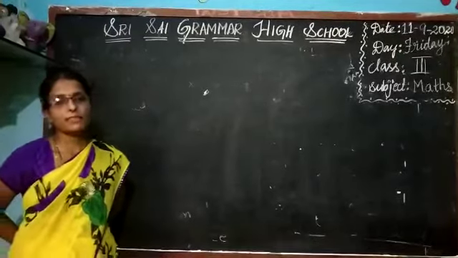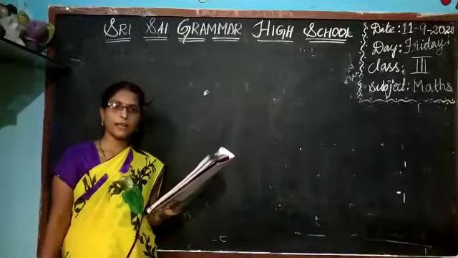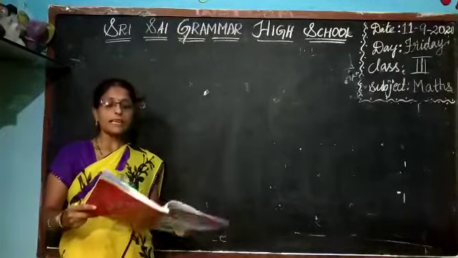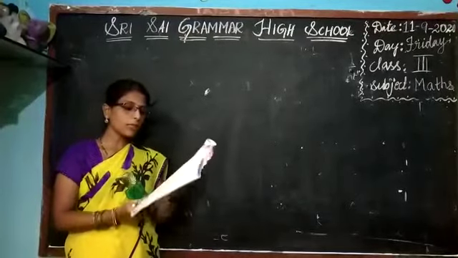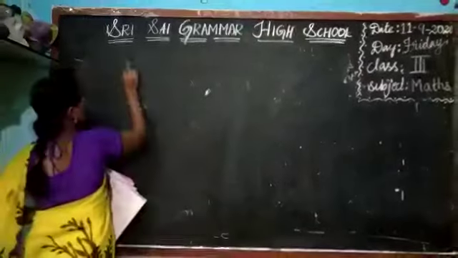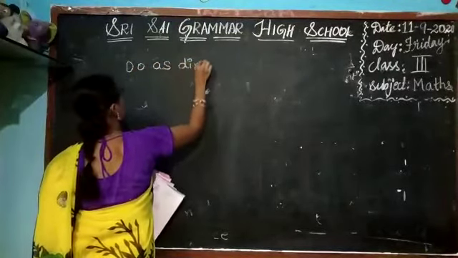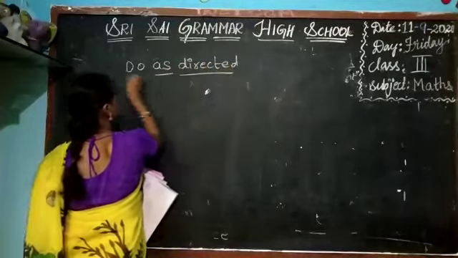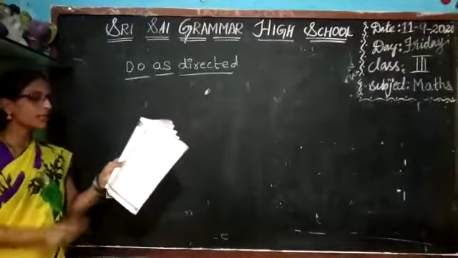In the previous class, your teacher explained ascending order, descending order, greater than, and less than. Everything the teacher explained in your previous class, you understood. Now we are going to start another bit. What is the next bit? Directed. See, what is the first one?